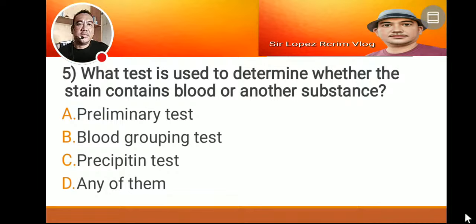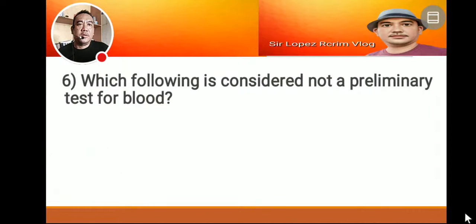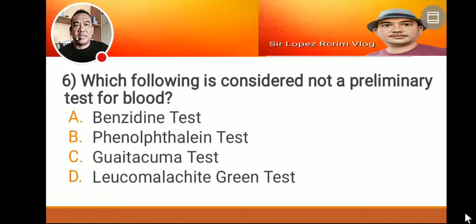Question number 6. Which of the following is considered not a preliminary test for blood? Is it A, Vitali test? Letter B, phenolphthalein test? Letter C, guaiacum test? Or letter D, leucomalachite green test?